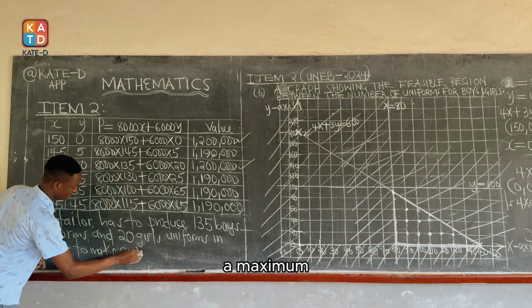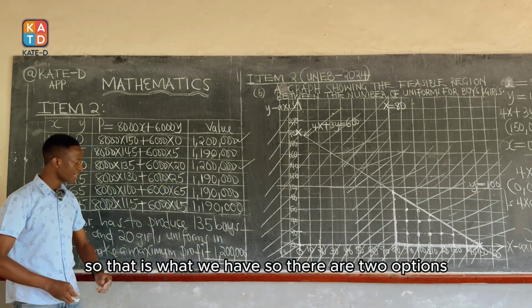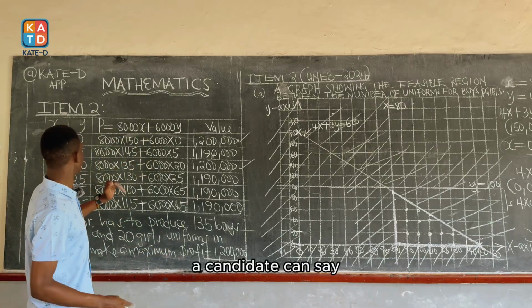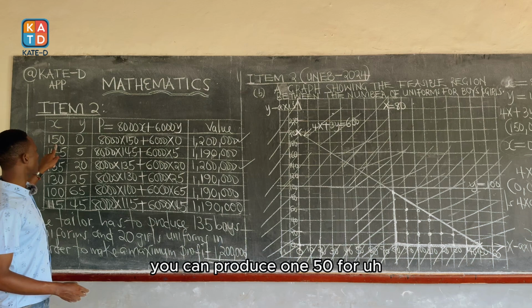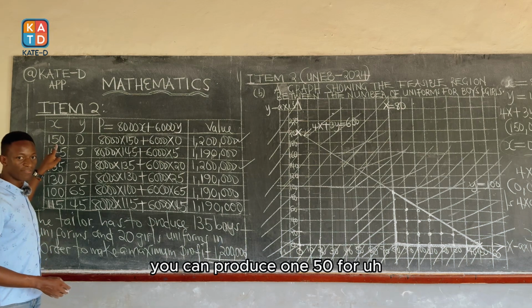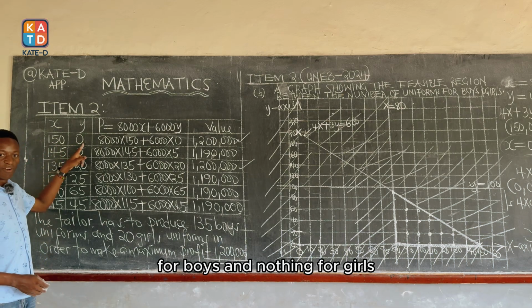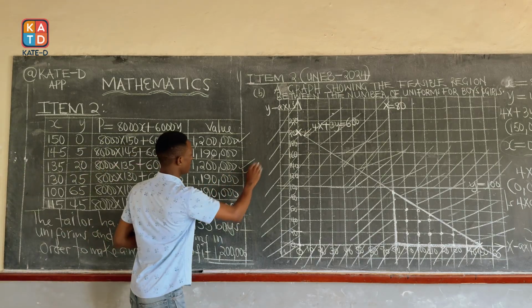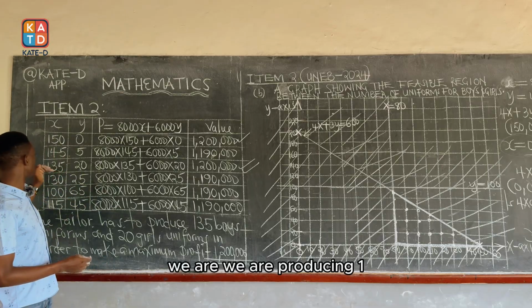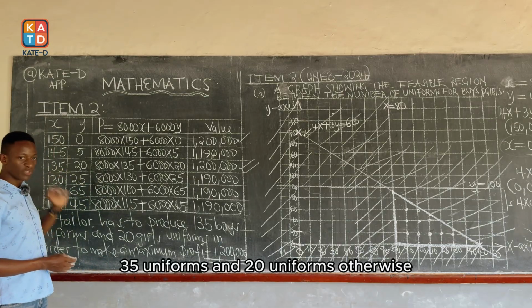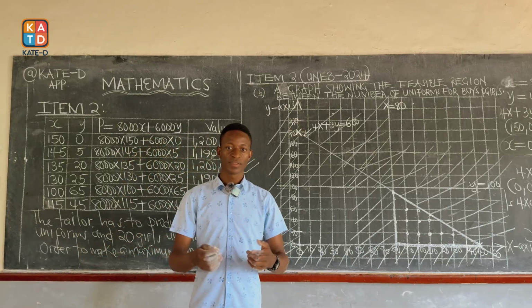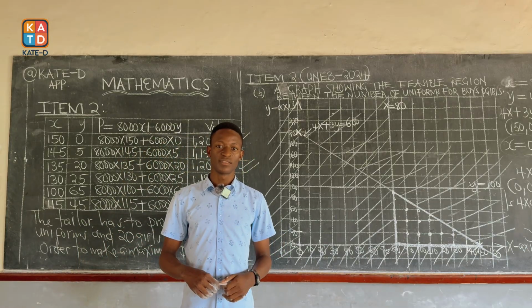So that is what we have. So there are two options. A candidate can say you can produce 150 for boys and nothing for girls, but the best one would be this. We are producing 135 uniforms and 20 uniforms. Otherwise, even if you had stated the first one, you can still earn your scores.